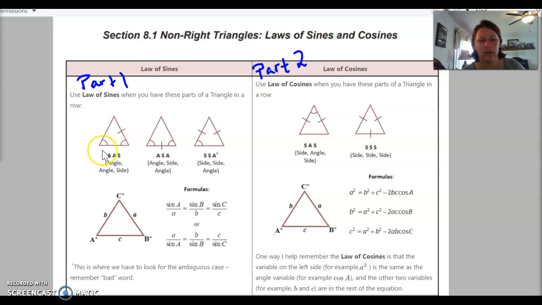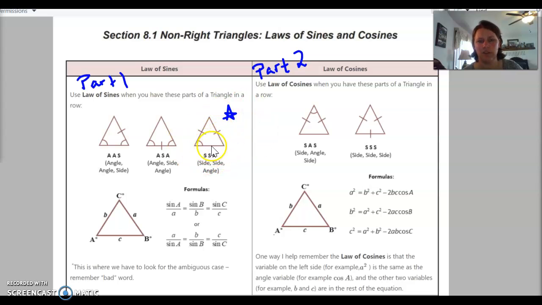If we are given a triangle and the information angle, angle, side, then the law of sines will work. If we are given angle, side, angle, we can use the law of sines. And if we're given side, side, angle, we can also use the law of sines. However, this one is not the easiest one.